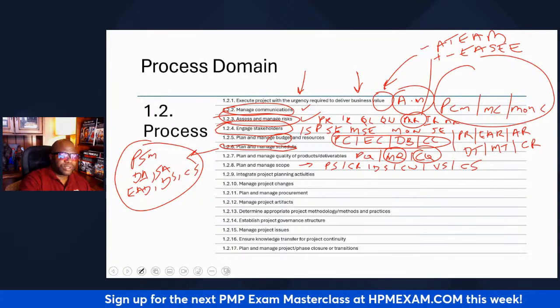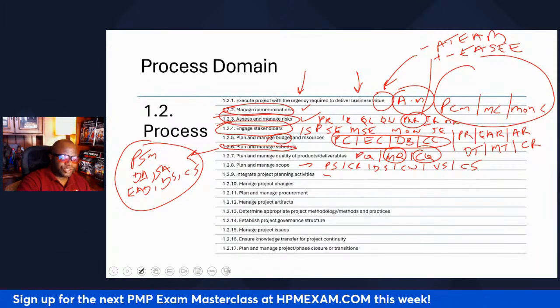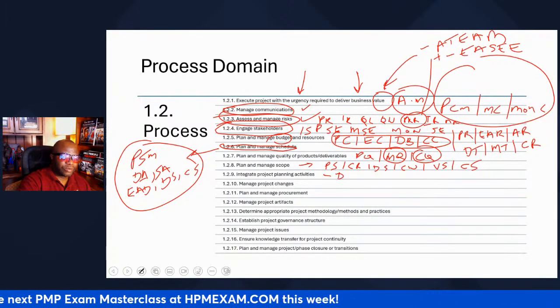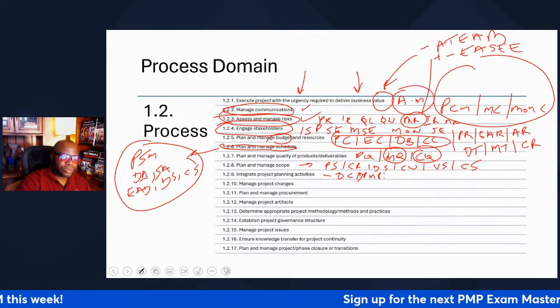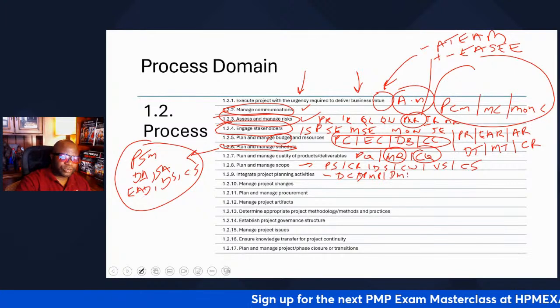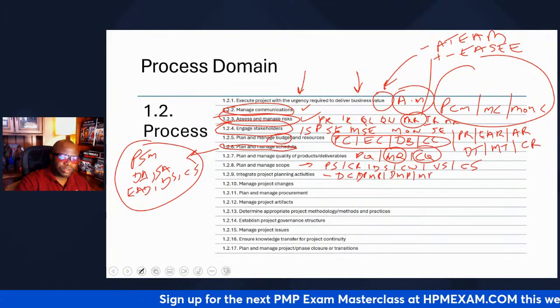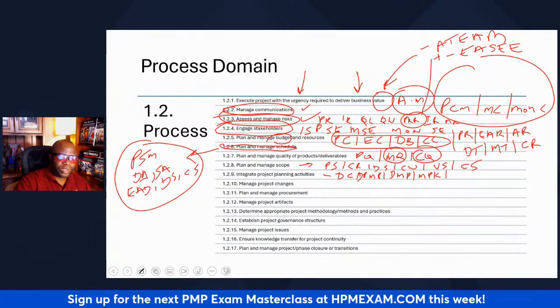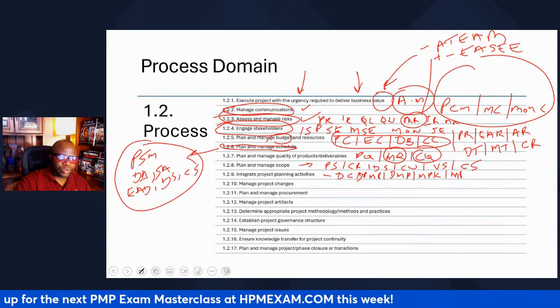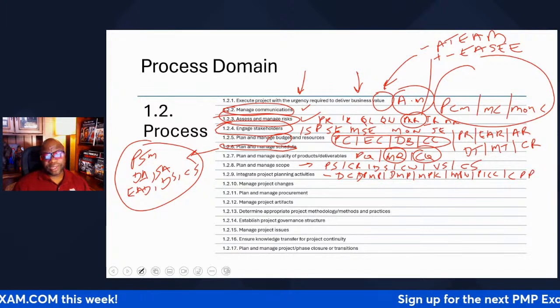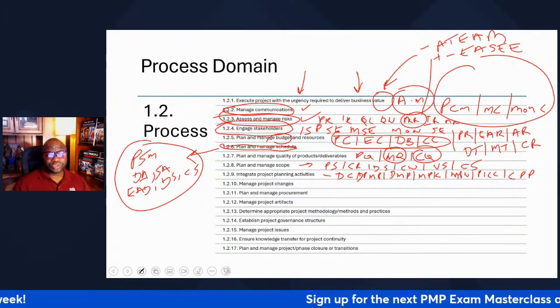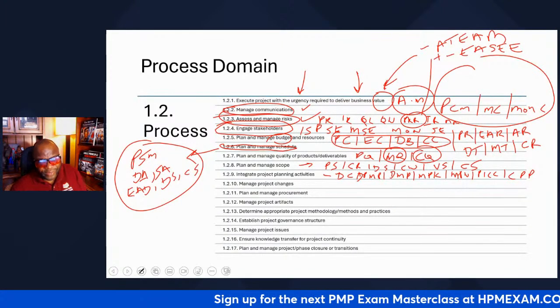Going to integrate project plan activities in integration, we develop the charter, we develop the project management plan, we direct and manage project work, we manage project knowledge, we monitor and control project work, we perform integrated change control, and we close project or phase. These are things that need to be at your fingertips, and you should know the interpretation of these.